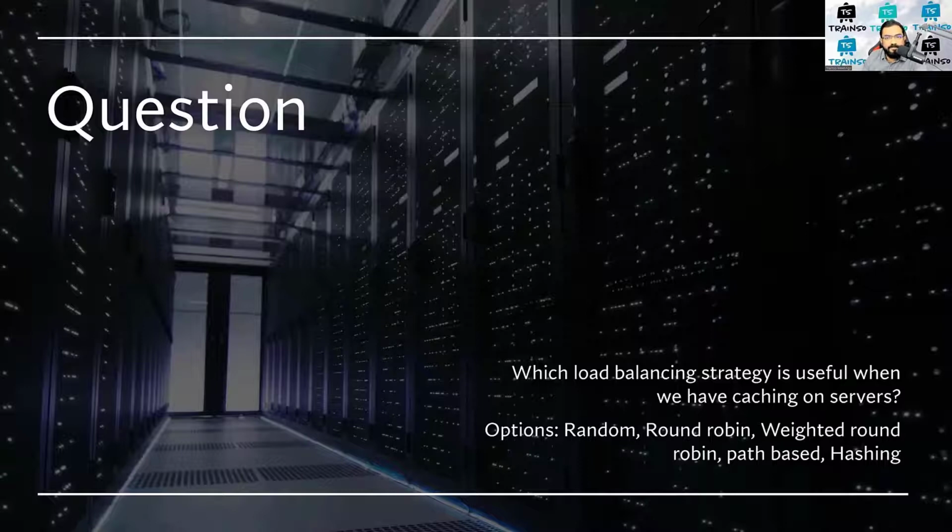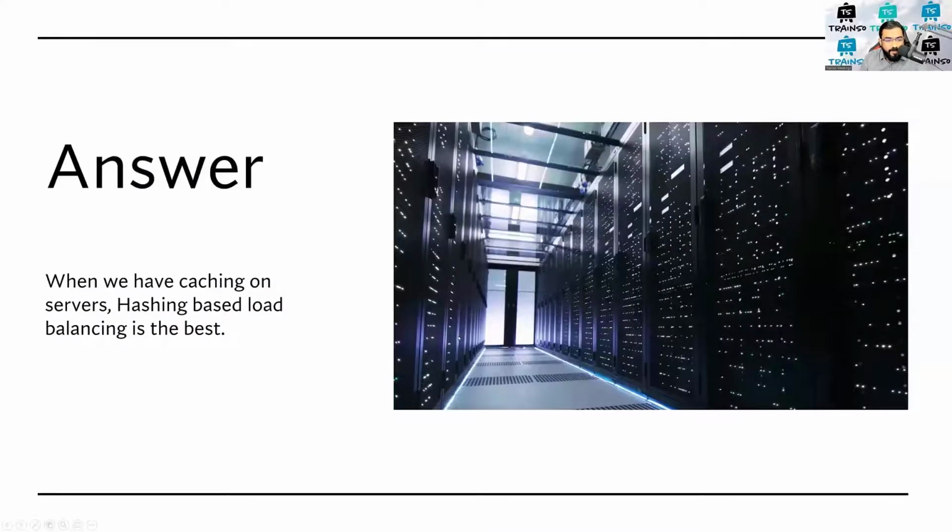Yes or no? First request will be sent to server 1, second request will be sent to server 2. So will round robin work here? No, right? Round robin means you don't have any guarantee that C1 or client 1 will always go to server 1. What is that technique that we learned earlier through which a given input will always create the same output? What is that mechanism? Hashing, right? So when we have caching on servers, hashing based load balancing is the best.